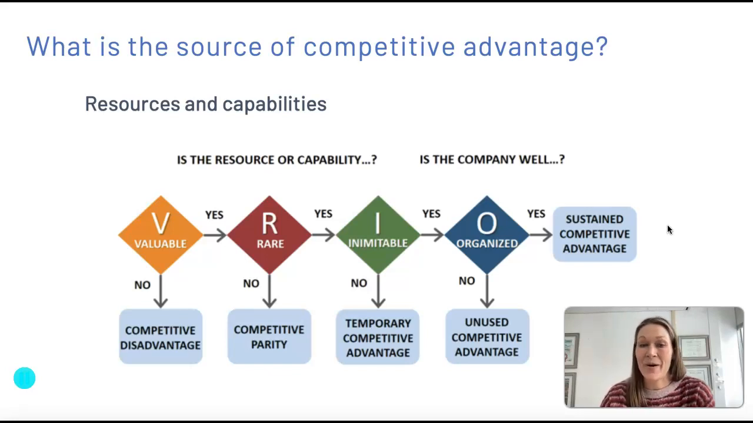So the VRIO model is a good one to consider using when you think about what makes a firm special. You don't use it for the entire firm. You have to think about a specific resource or capability, and you have to ask, does it add value? Is it rare? Is it easy to imitate? And then finally, is the organization itself able to actually capture value from the use of that resource? So these are good models to apply as you consider those firm level effects.